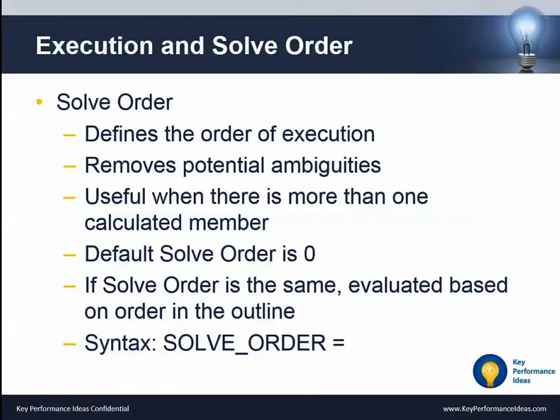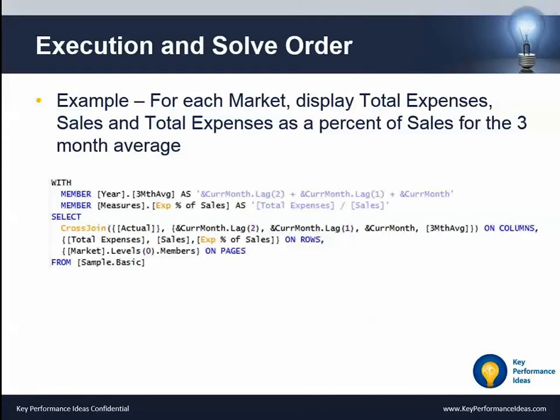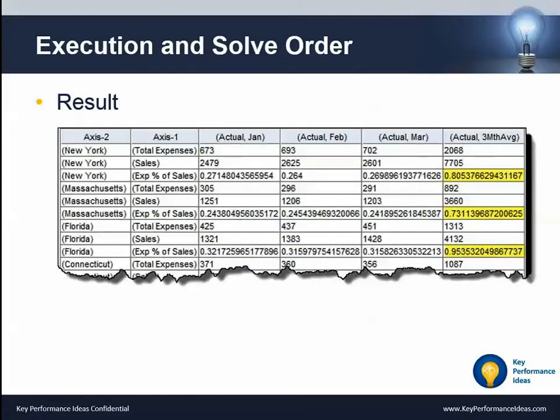To add a solve order to your query, the syntax is simply SOLVE_ORDER equals and then a number. Just a quick example here: for each market, display the total expenses, sales, and total expenses as a percent of sales for the 3-month average. We just did this, same exact query. We have no solve order on here. In the results, when we look at our 3-month average, it's just summing up the 3 percentages from January, February, and March.